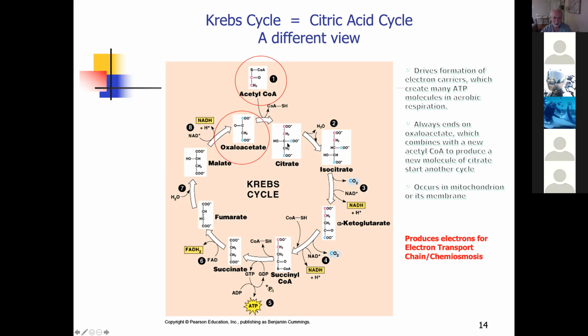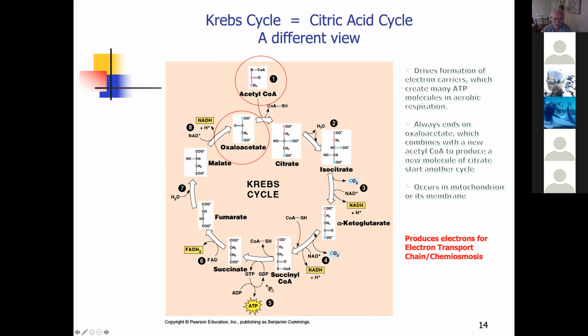Okay, so this is converted then to isocitrate, which just changes the configuration. But then a molecule of carbon dioxide is released. So we now go from 6 carbons to alpha ketoglutarate, which is 5 carbons. We still have our 2 red carbons here, and 1 blue one left.